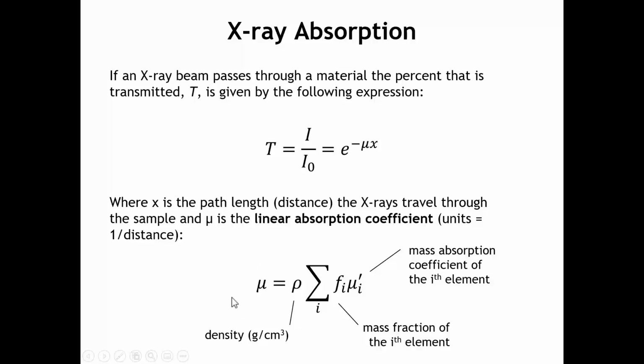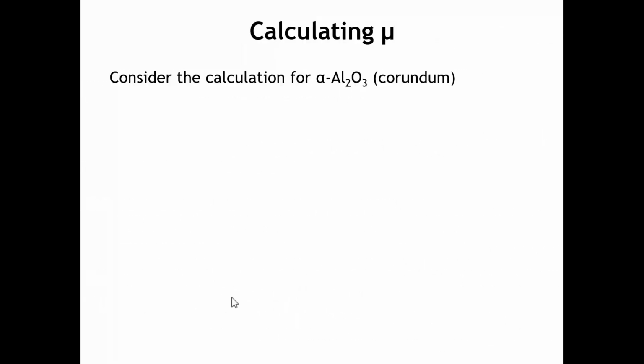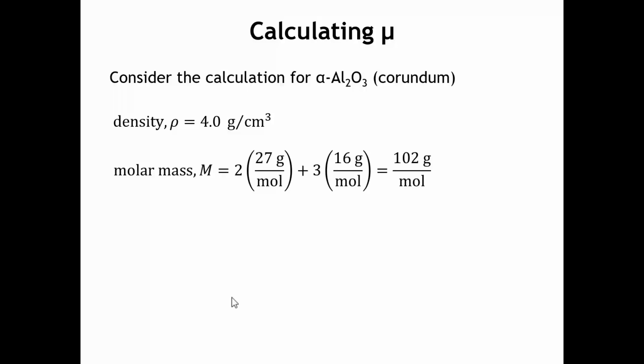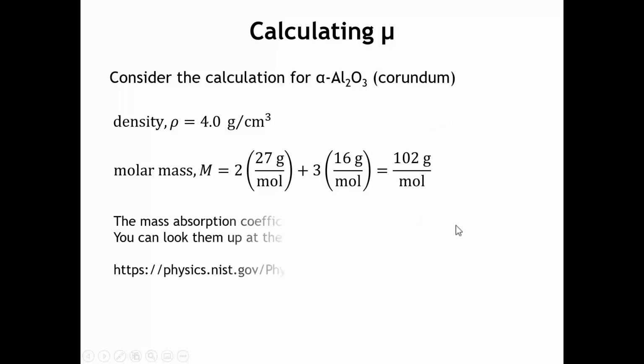So let's illustrate how we might calculate the linear absorption coefficient for a material. We're going to do corundum, alpha aluminum oxide. To do this calculation, we're going to need to know the density. The density of aluminum oxide, we can look that up, or we could calculate it from its crystal structure. It's 4 grams per centimeter cubed. We'll need to know the molar mass, so we can calculate the mass fraction of the different components. The molar mass here is 2 times the molar mass of aluminum plus 3 times the molar mass of oxygen. That gives us 102 grams per mole.